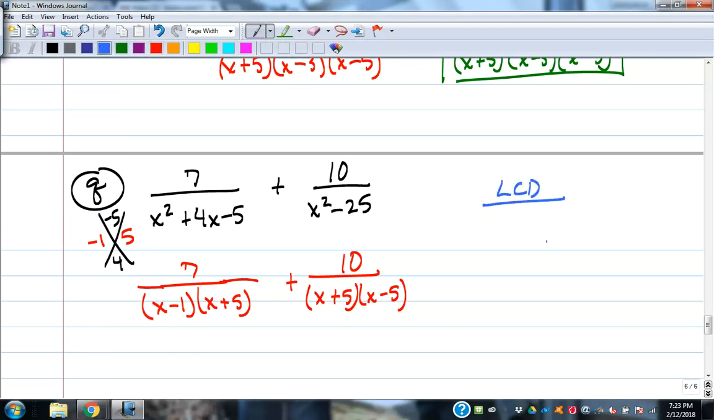What's the common denominator? What's the shared piece? Start with that. X plus 5 is a shared piece. And then list the other factors. We've used x plus 5, so we have an x minus 5. And we have an x minus 1.